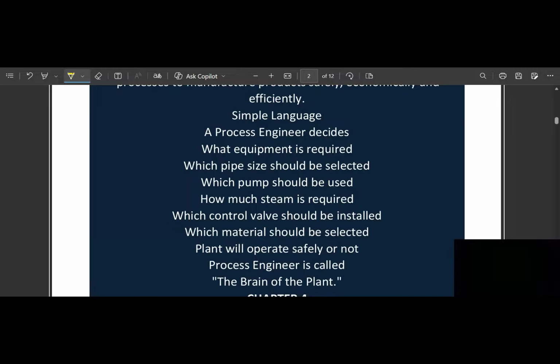Without equipment you cannot perform any operation. So which pump should be used, how much steam is required, which control valve should be installed, what material should be selected, will the plant operate safely or not. The process engineer is called the brain of the plant.